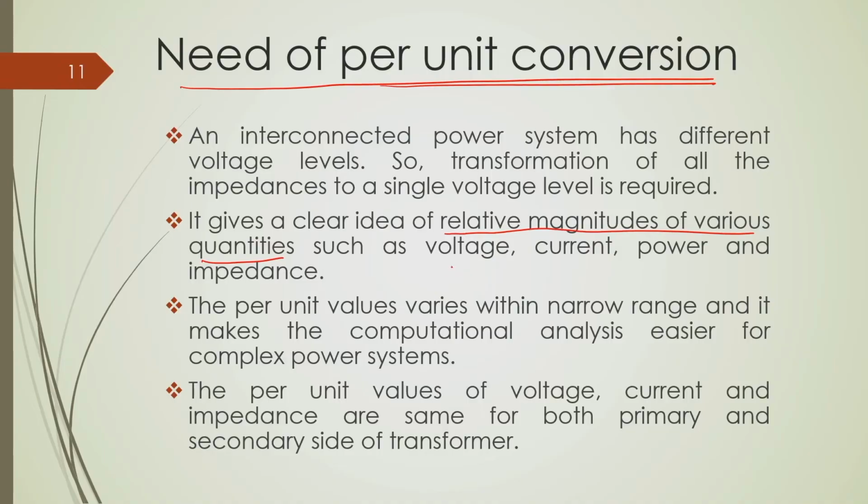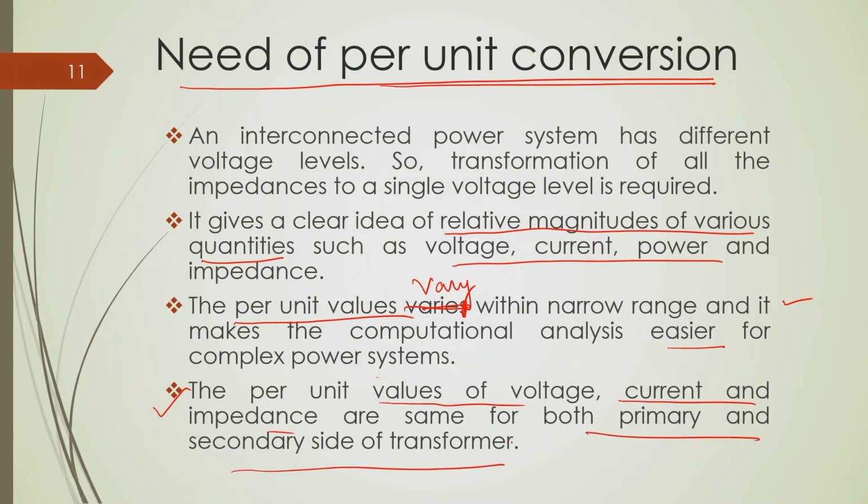So, we can make relative magnitudes of various quantities. Also, these per unit values vary within a narrow range, and it makes the computation and analysis much easier, and the whole thing much more understandable. Second, one of the important features is that these per unit values of voltage, current and impedance are the same for both primary and secondary side of the transformer. So, it is independent of which side of the transformer you are considering. You can see this and you will understand.